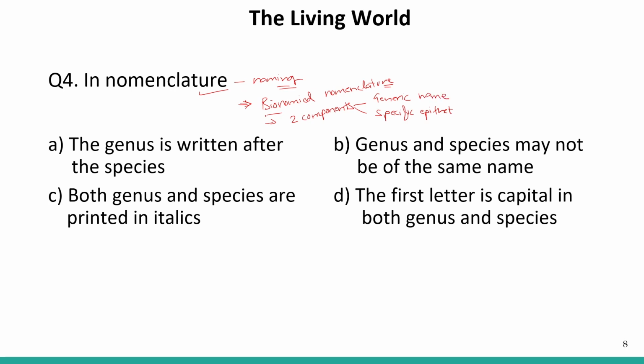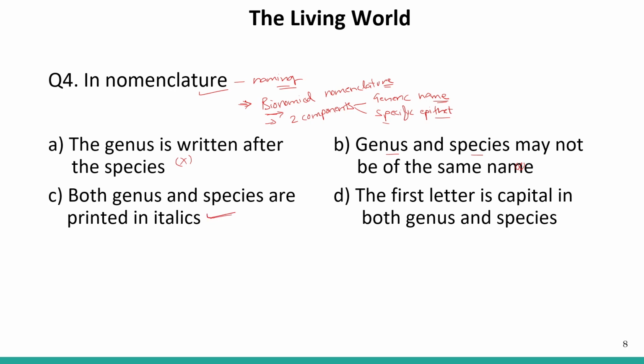And then there are a lot of rules of naming or nomenclature. Scientific name should be italicized. If it is not italicized, then it should be underlined. Now let's read the options. First option is the genus is written after species. This is not correct. Genus comes first. First is the generic name and then is the specific epithet. Option B is genus and species may not be of the same name. This is also not correct. Option C is both genus and species are printed in italics. So this is correct.